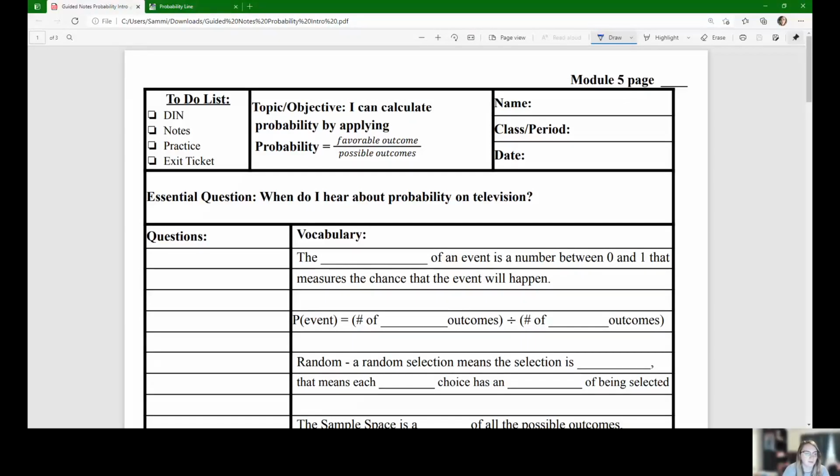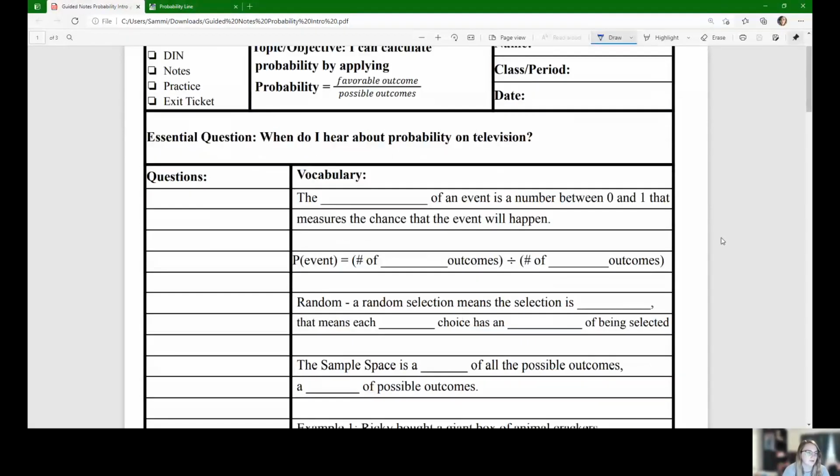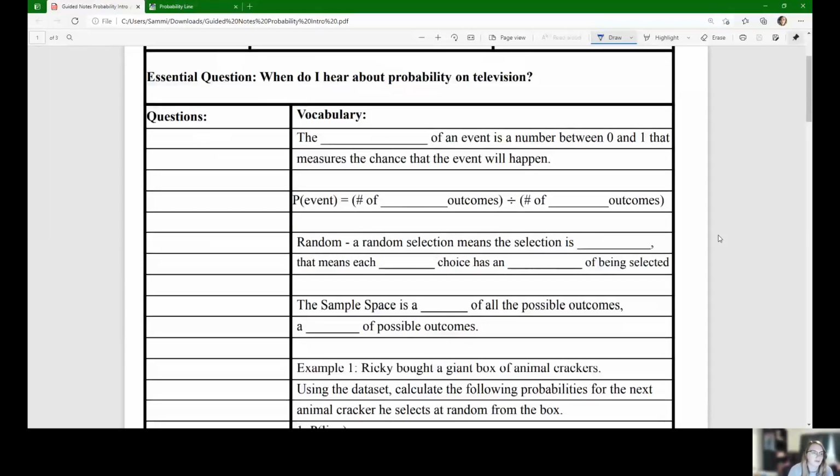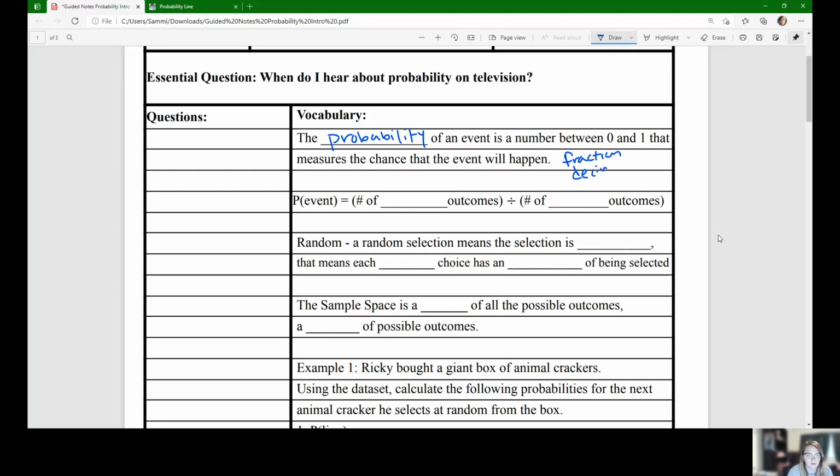So it looks like you need a little bit of help with probability. So let's first go over some vocabulary. The probability of an event is a number between 0 and 1 that measures the chance that the event will happen. So it has to be a number between 0 and 1. So that could be a fraction, that could be a decimal, or that could be a percent.